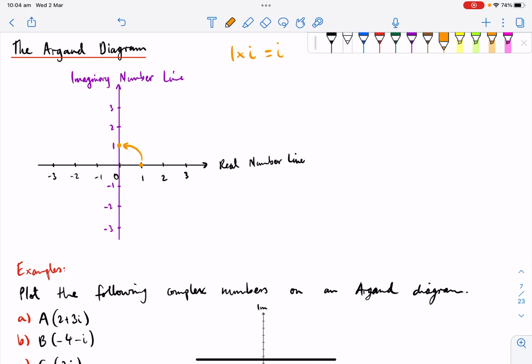And now, I'm going to multiply this by i. So essentially, we're going to do i times i. We're going to see what happens here. So what's i times i? We are aware that this will equal negative 1. And look what happens. We get a 90-degree anti-clockwise rotation to negative 1. So now my point has transformed from i to negative 1. And it all makes sense.